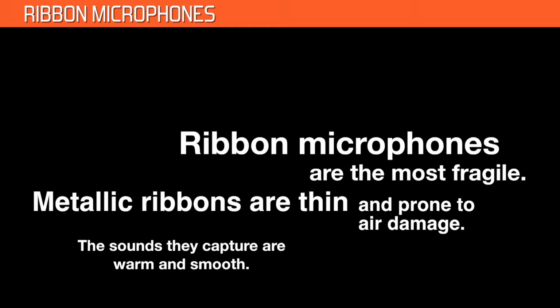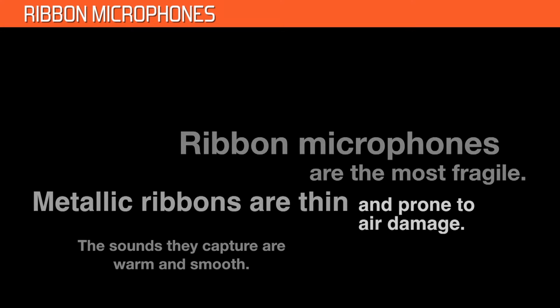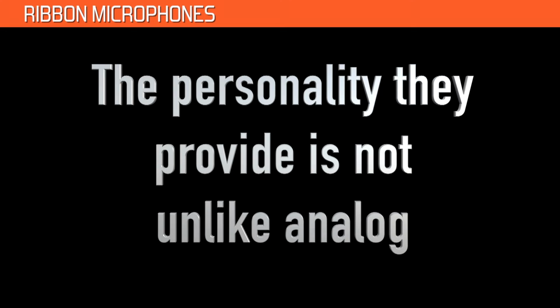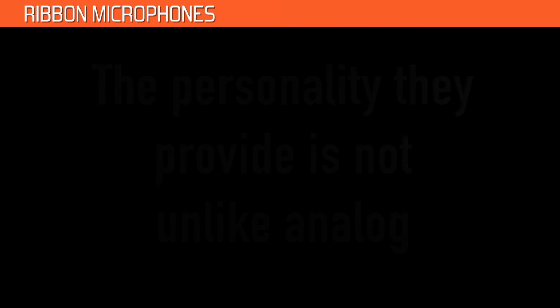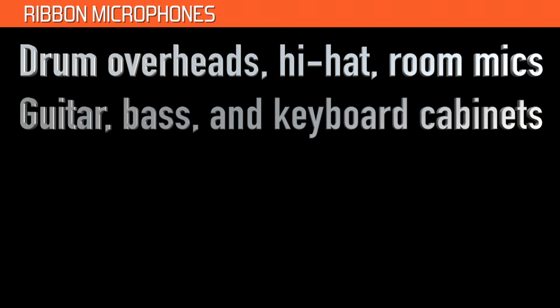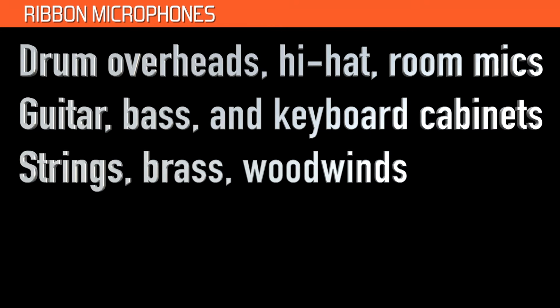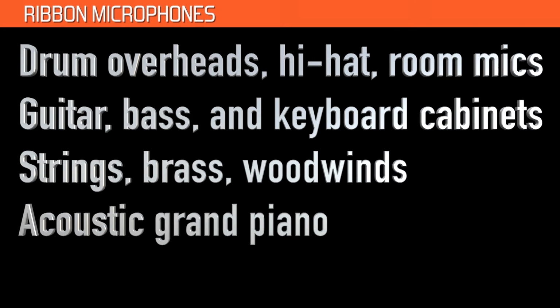But because they capture waveforms in a way that results in a smooth and warm sound, ribbon mics have become more and more popular in digital recording. The personality they bring to the table is not unlike the warm character contributed by analog recording. Ribbon microphones are frequently used for drum overheads, hi-hats, room mics, and guitar, bass, and keyboard speaker cabinets. They're also very good at smoothing out the sounds of strings, brass, woodwinds, and acoustic grand piano.